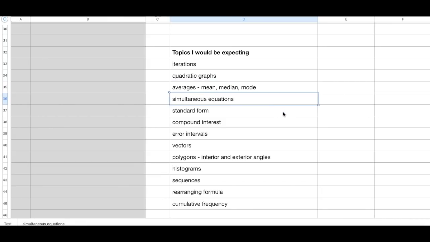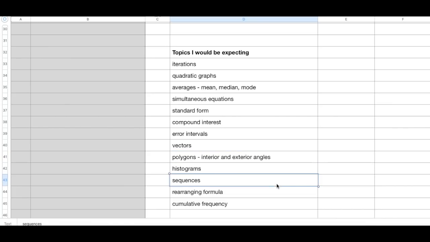There wasn't a question on simultaneous equations. Standard form, I would be expecting. Compound interest, I'd be expecting. Area intervals, vectors, I would say there's a fairly good chance there'll be a question on vectors either in paper two or paper three. There was a question on vectors in both sets of last year's exams. Polygons might come up, so they give you a regular polygon like an octagon or a hexagon, and you need to figure out the interior and exterior angles or something related to that.